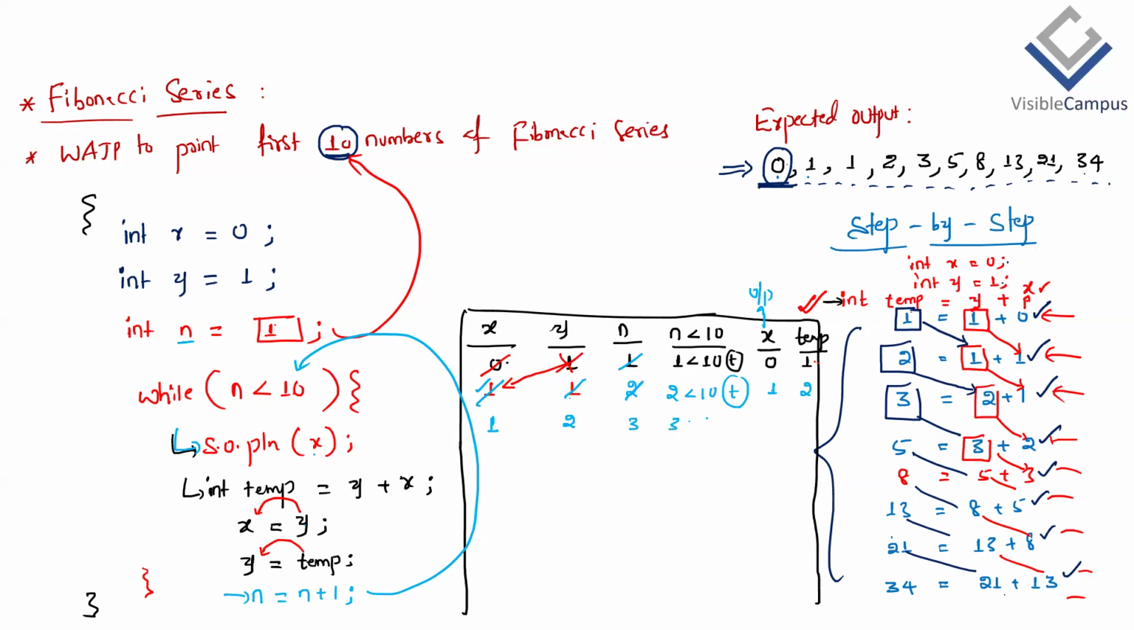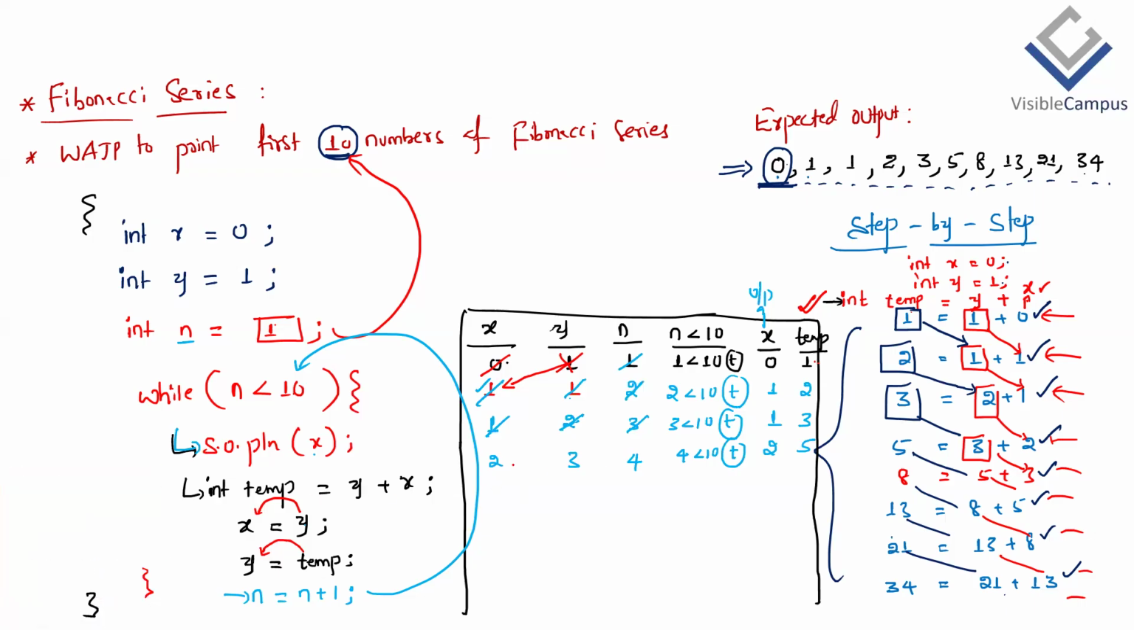3 less than 10. Again, true only. The next step, what? Print the latest x value, 1. Then next, temp will become 1 plus 2, 3. Then x will become y, 2. Temp will become y, 3. Then n becomes 4. 4 less than 10. True. Then the current x value 2 is the output. Then x plus y, 5. Are you getting me? Or am I going fast?